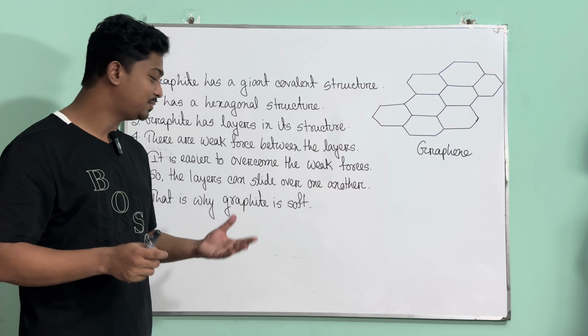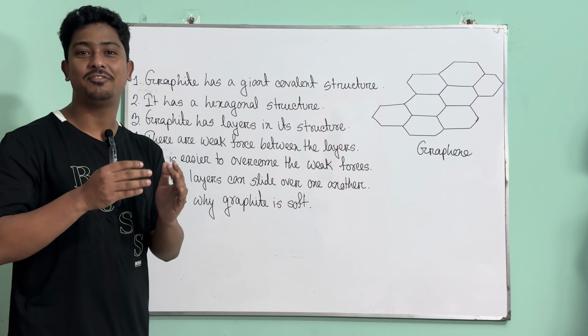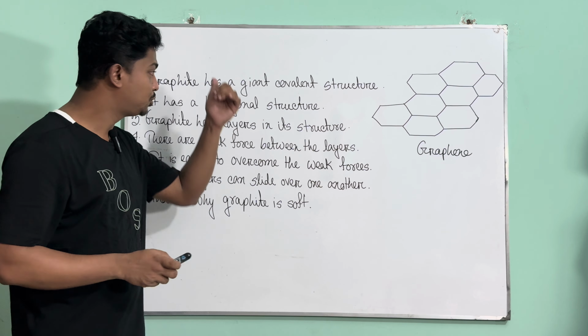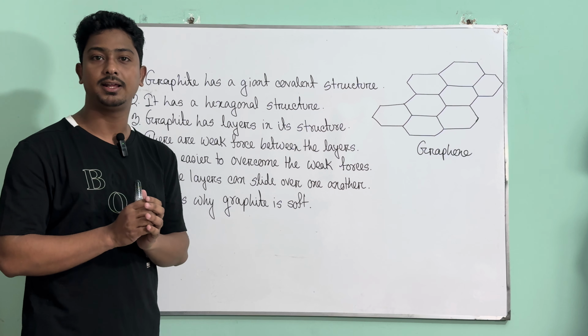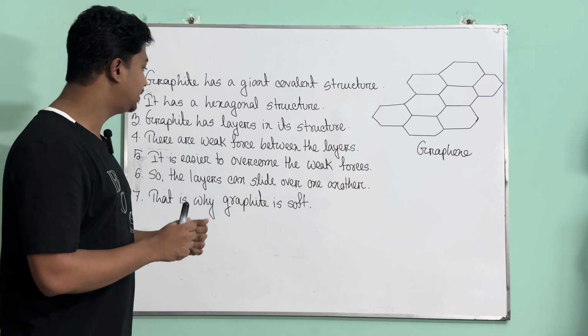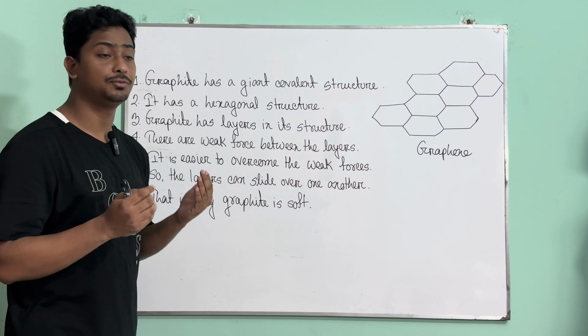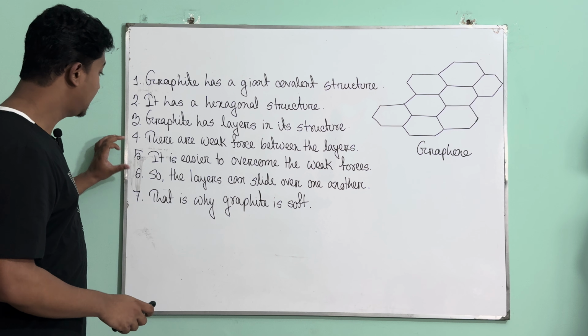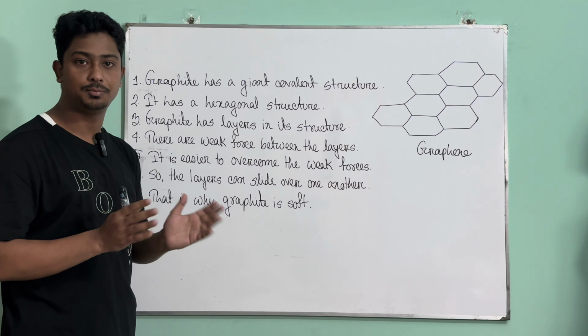Now the main question is basically: explain why graphite is soft. If you have 5 or 6 marks in the question, you should write all these points and it will make the answer very clear and effective. But if you have 3 marks or 4 marks, I suggest you answer with points 3, 4, 5 and 6, these 4 points, then you should get full marks without any problem.